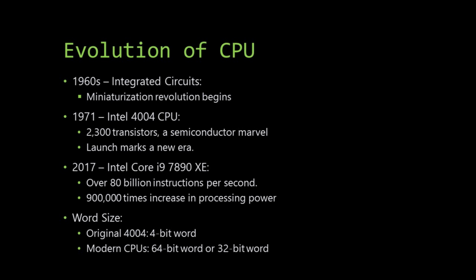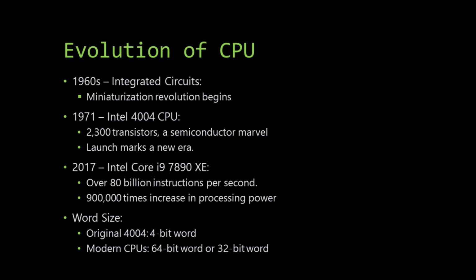Let's move to the evolution of the central processing unit. During the mid-1960s, a miniaturization revolution ignited the integrated circuit, leading to a pivotal shift in society. In 1971, Intel launched the 4004 CPU, a semiconductor marvel with 2,300 transistors, ushering in a new era. Fast forward to 2017, the Intel Core i9-7980XE boasts over 80 billion instructions per second, showcasing a remarkable 900,000 times increase in processing power.